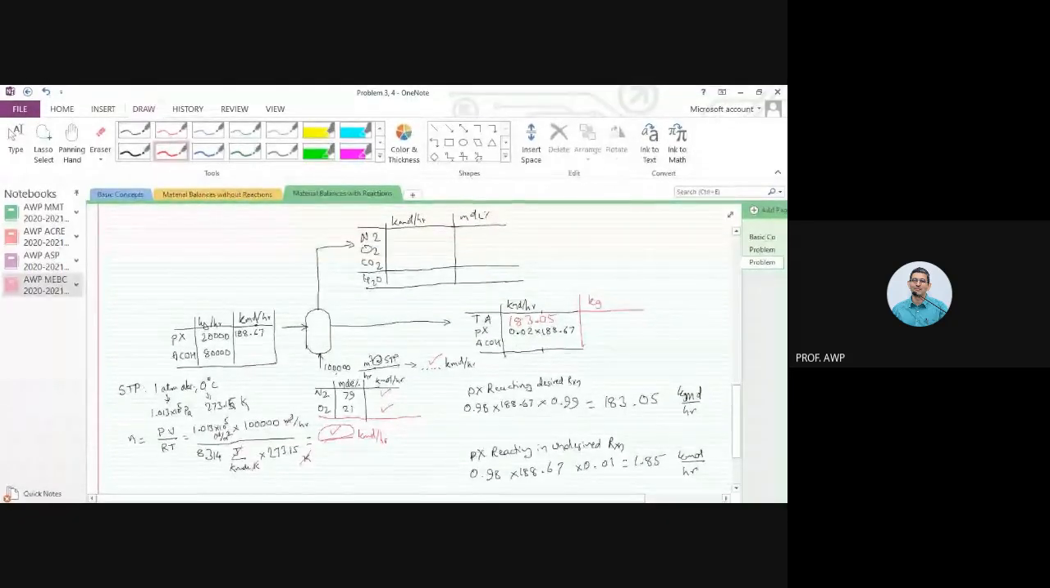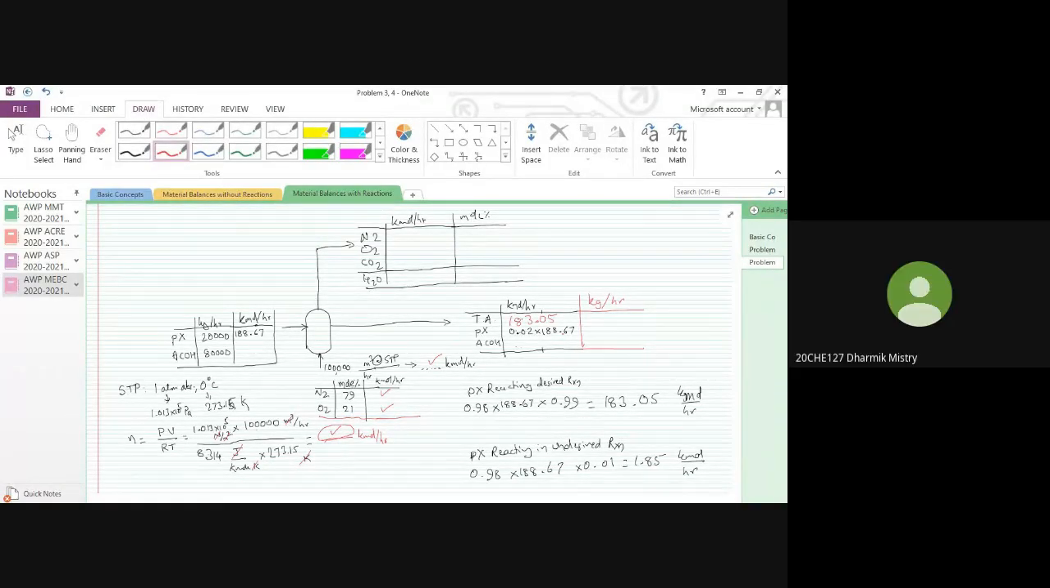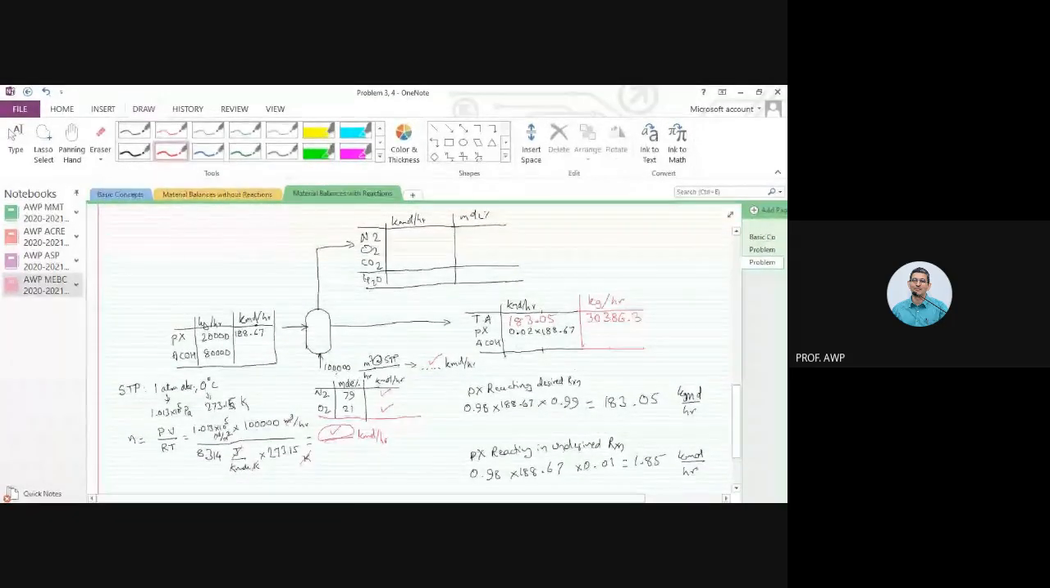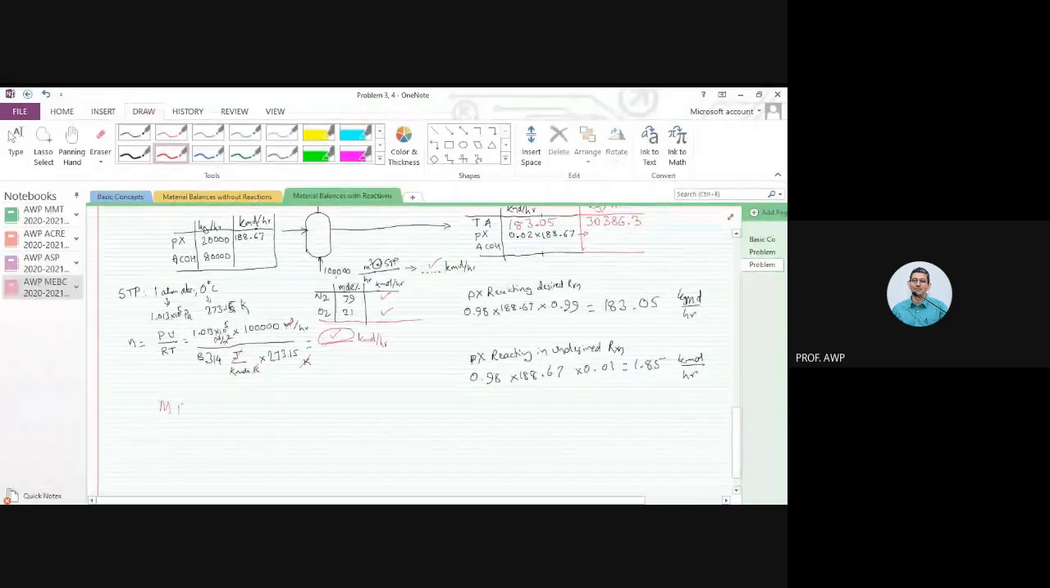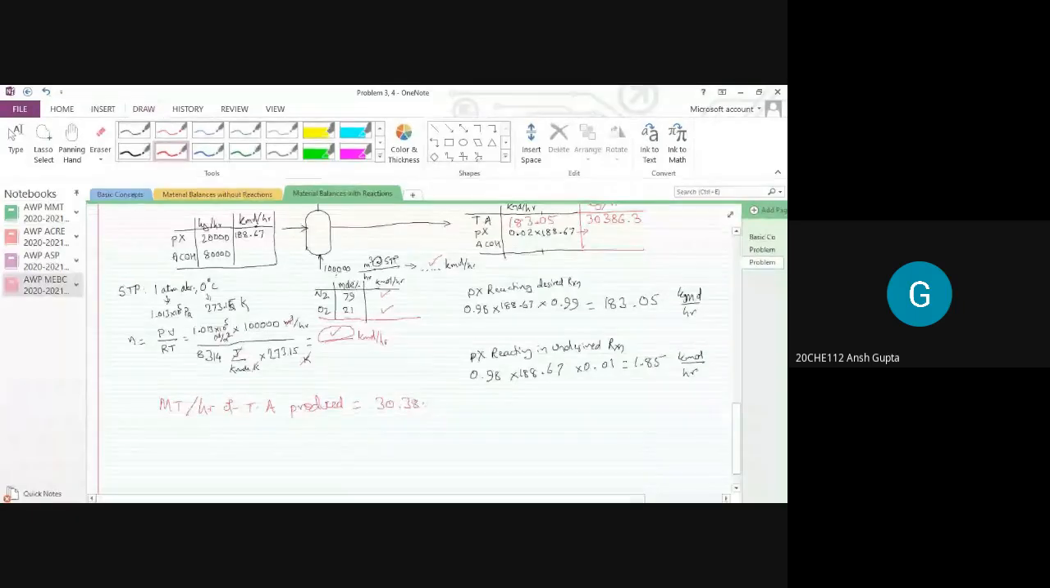If we write that in terms of kg per hour, how much will be kg per hour? Multiply by molecular weight. 183.05. What is the molecular weight of terephthalic acid? 166. 166. So this will be 30386.3 kgs per hour. So how many metric tons per hour of terephthalic acid is produced? 30.38. 30.3863. So we can just say 30.39, just round it off.